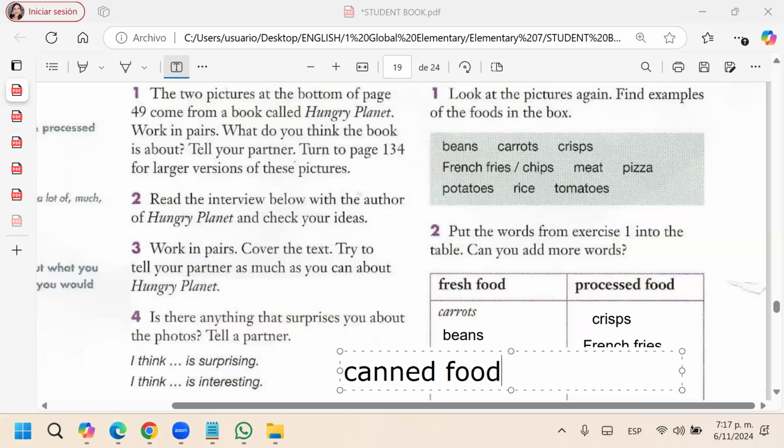And food, this one. Por eso digo depende, porque dice meat, carne, depende. Puede ser fresca, fresh food, if it comes from a farm. But if it comes from a processed fabric, I say canned food, for example, it's processed food. It's not fresh. So it depends. I would say here meat is fresh, but it depends.